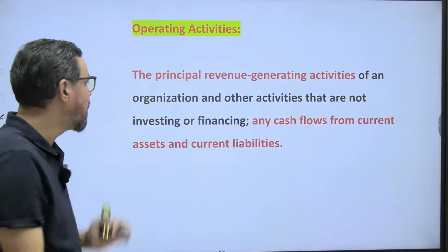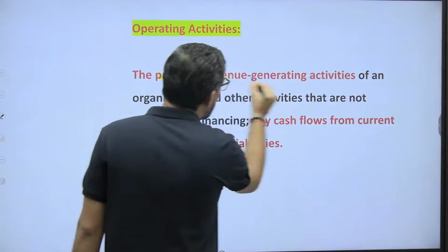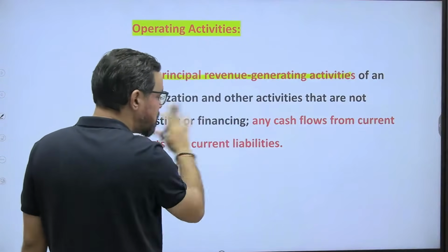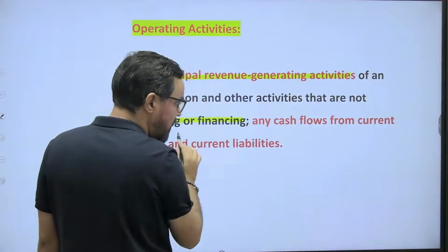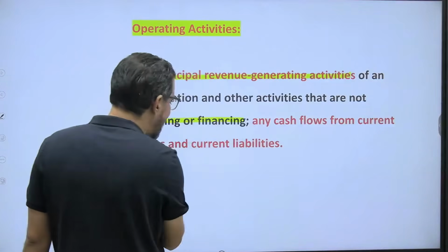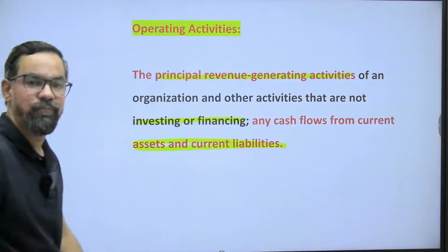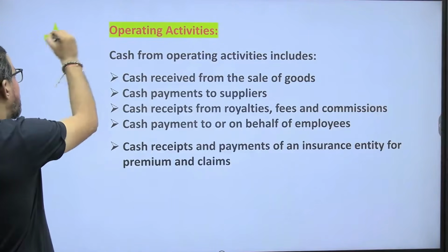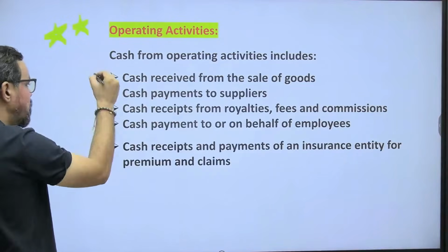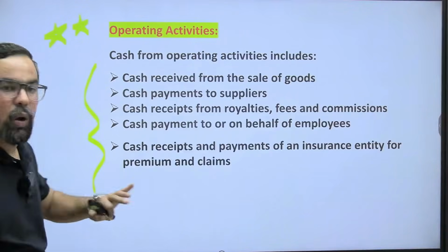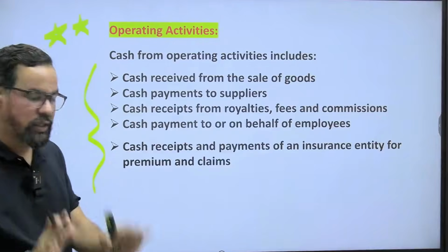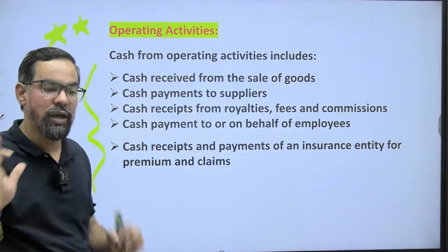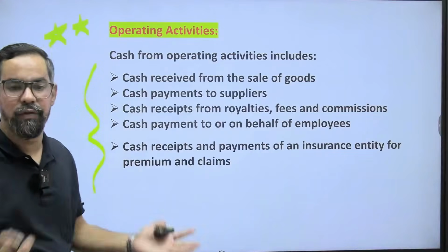As I said, these are the principal revenue generating activities of an organization, other than activities which are included in investing and financing. Any cash flow from current assets and current liabilities is related to this. Now this list is kind of a brahmastra for all of you. You have to build your understanding around all these things and please try to remember them, because it will help you answer any question, whether it is in case study form or a half marks question.